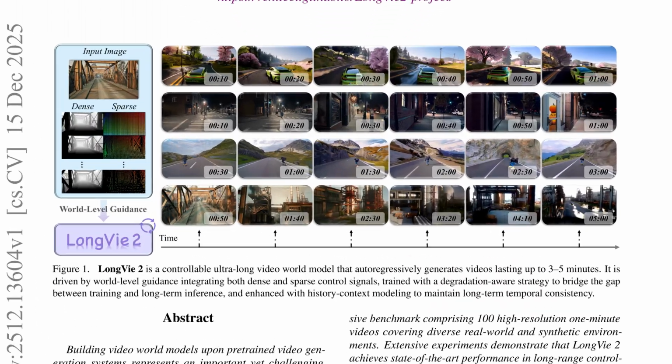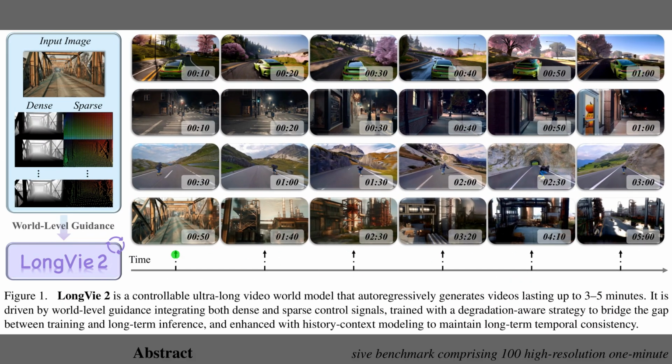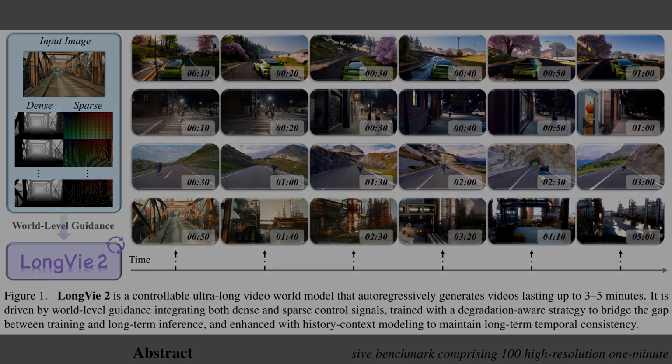Figure 1 illustrates how LongVie 2 turns a single input image plus structured guidance into a long, coherent video lasting several minutes. The left block shows world-level guidance, where dense control means depth maps that describe scene geometry, and sparse control means colored points that track key objects over time. The central rows of frames demonstrate that these controls let the system keep the car, pedestrian, or skateboarder consistent, while the background evolves smoothly. The bottom row highlights that this process repeats autoregressively, so the model can extend the video far beyond 1 minute while preserving style and scene layout.